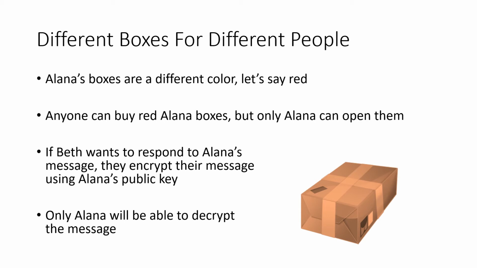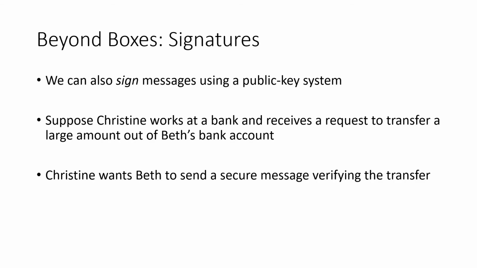So if Beth wants to respond to Alana's message, they encrypt their message using Alana's public key. So Beth receives a message in a blue Beth box. Only Beth can open that box. Beth reads the message, says, okay, I've got a response now. So Beth buys a red Alana box, Beth puts their message into that red box and sends it back to Alana. So in this way, Beth and Alana can communicate back and forth and not have to worry about anybody else reading their messages. There's something else that we can do with this kind of system.